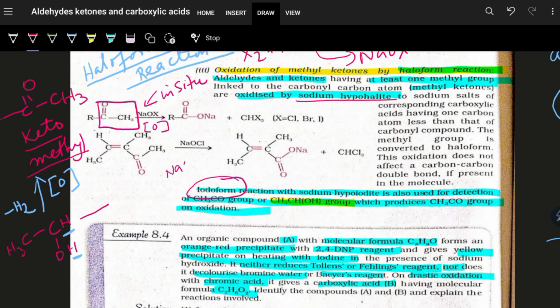If I use NaOH and I2 forming NaOI in situ, then in place of CHX3 or CHCl3, I will get CHI3, which is a yellow precipitate. It's a yellow precipitate, and so it can be used as a distinguishing test. So how can you distinguish formaldehyde and acetaldehyde?